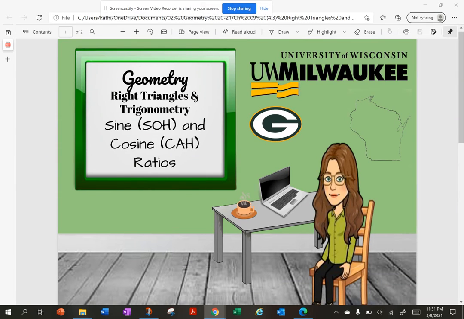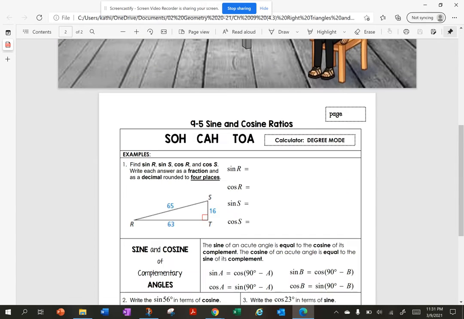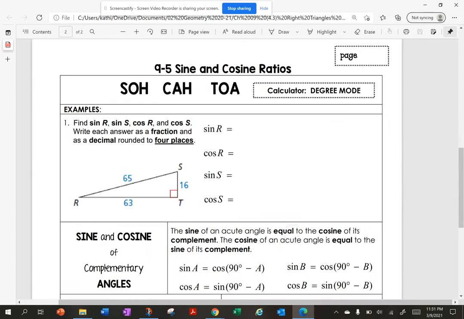Today's lesson is the sine and cosine ratios. Yesterday we talked about how we need to make sure that our calculator is in degree mode. And we have directions from yesterday. So I'm going to make sure I go to mode and switch it to degree before I start working.